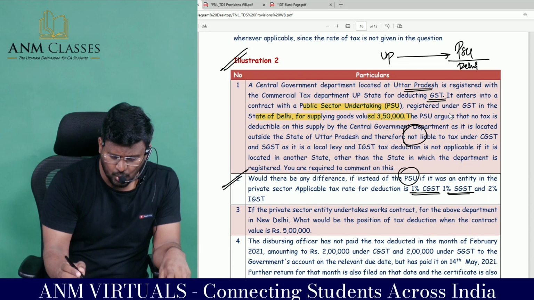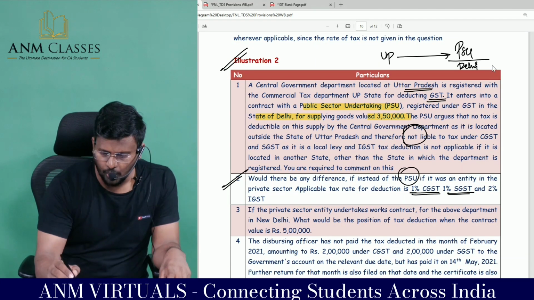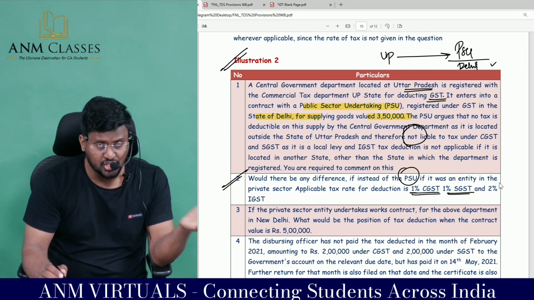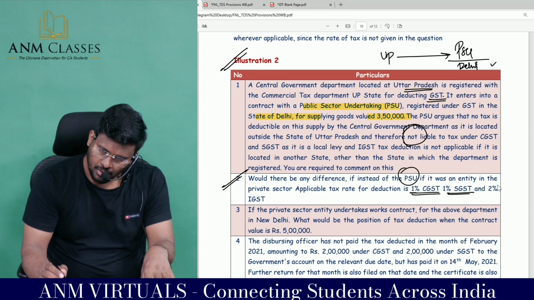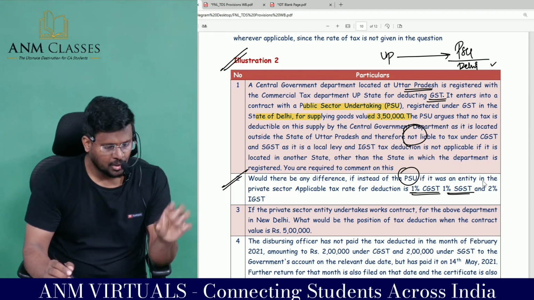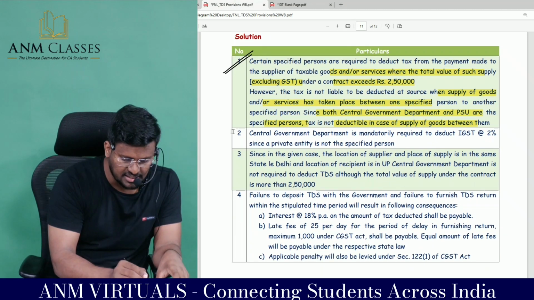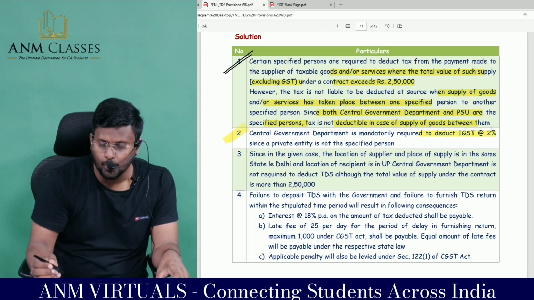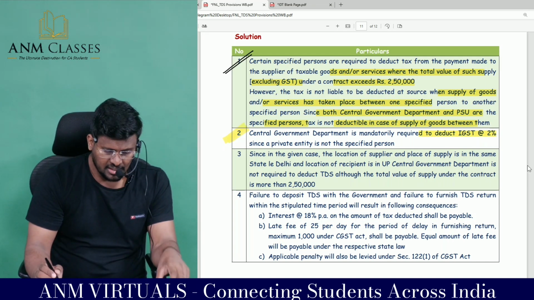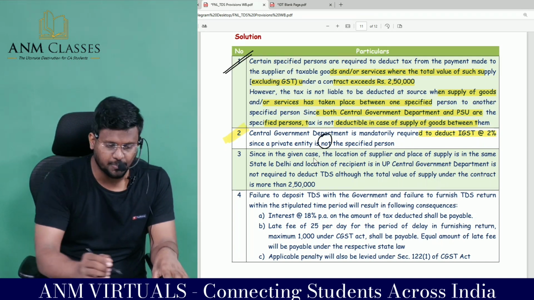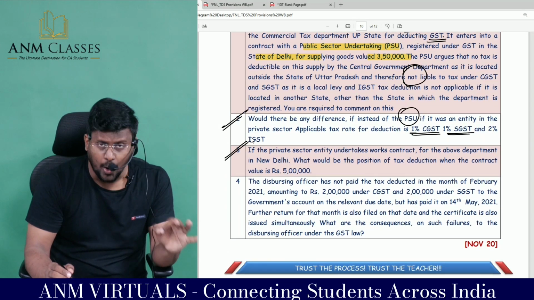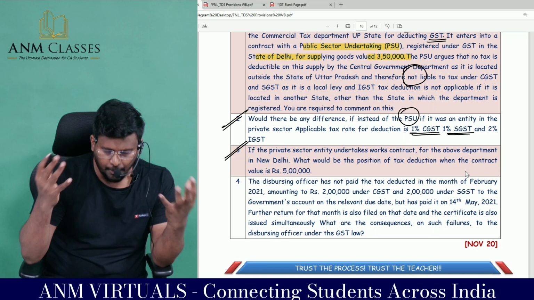Where was this PSU registered? Delhi. So this service provider is in Delhi and the recipient is in Uttar Pradesh. It's an interstate supply. TDS condition has been satisfied. So the answer will change. The central government department is required to deduct TDS. IGST at how much percent? 2%. Why IGST? Since it's a private entity and not a specified person. Fantastic to the core.